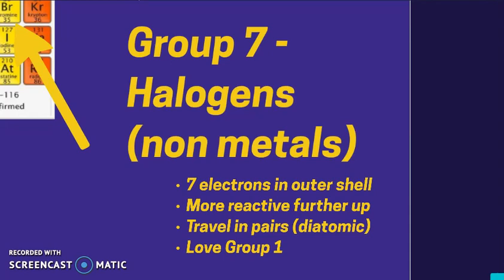Group 7 are more reactive the further we go up, as I said, but also they travel in pairs. You will never find a group 7 chemical on its own, and we call that diatomic. Just like carbon dioxide is 2 oxygens. And like I said, they love group 1. You can also have group 7 chlorine, which will attach to calcium, so you can get calcium chloride. But calcium's in group 2, so that means I need 2 group 7s to take 1 each of the electrons.